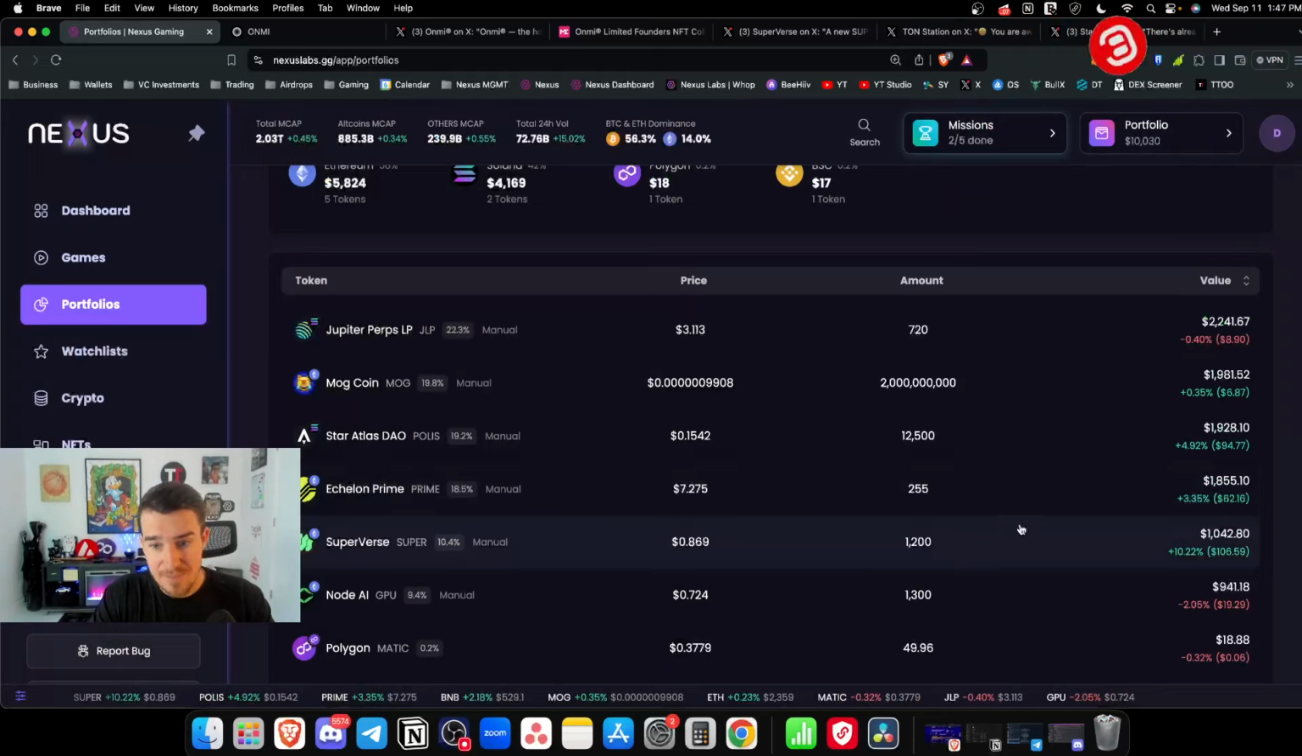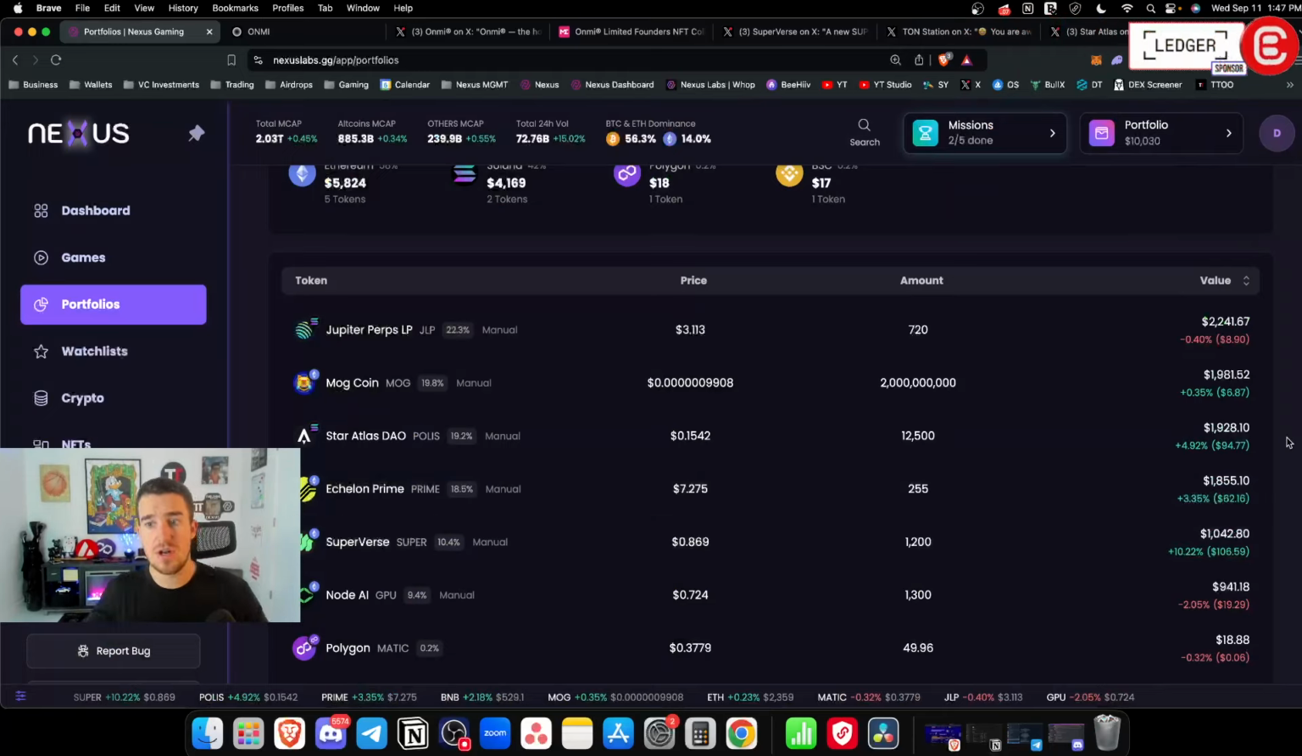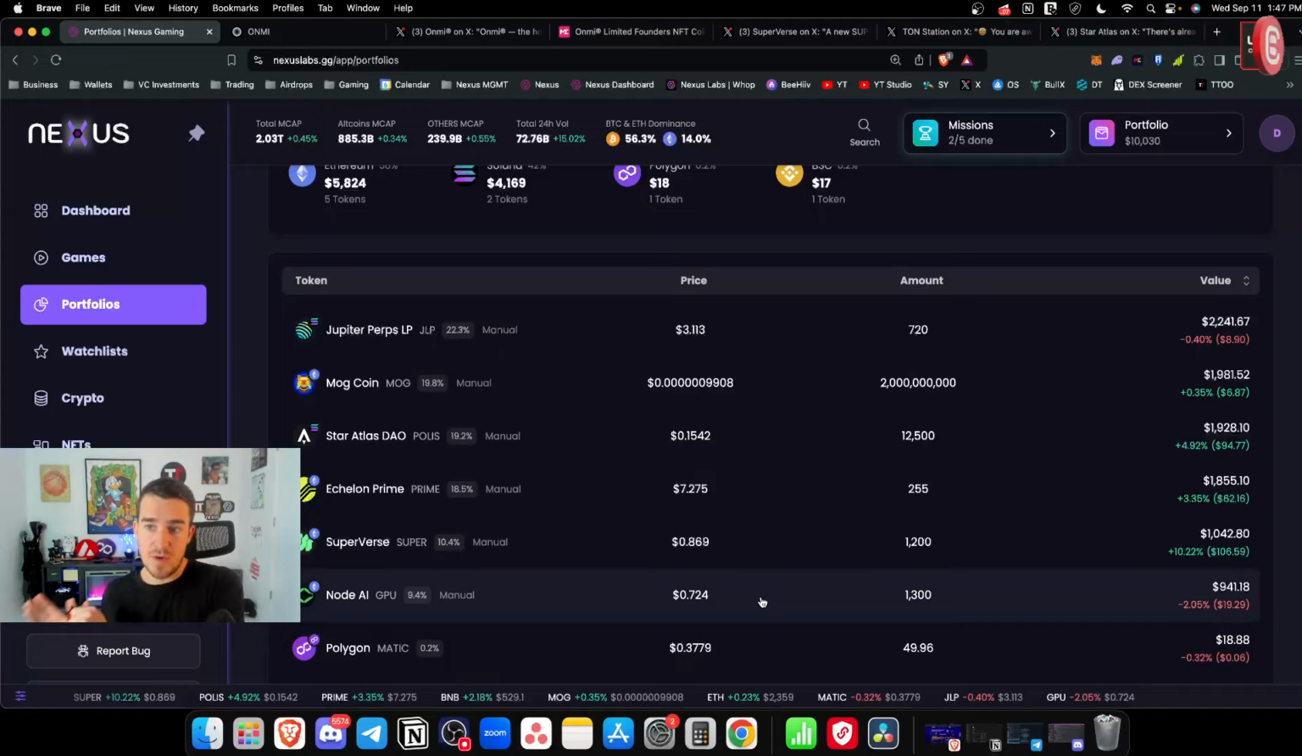This, to me, is a perfect start to a 10K to 100K challenge. And here's the beauty of this, okay? If AI starts to run and Node AI 5Xs, we can take that money and pivot it into a different play. If Super continues its run and it 10Xs during this cycle, we can take that money and rotate it into a new play.